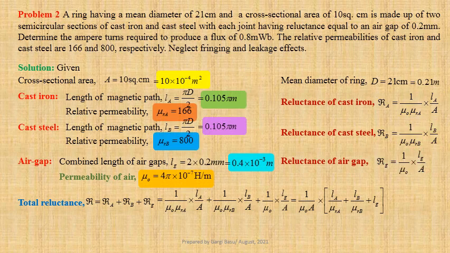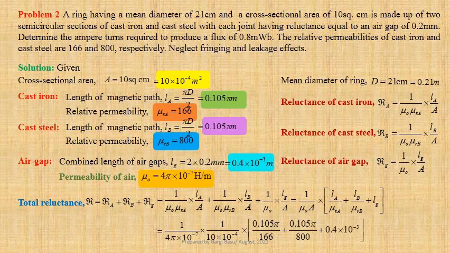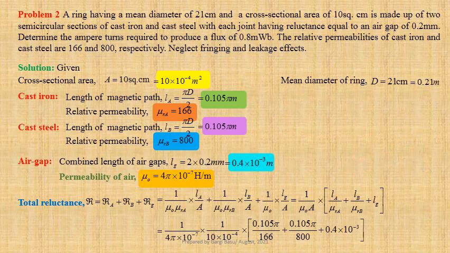Using values we get 1 upon 4 pi into 10 to the power minus 7 into 1 upon 10 into 10 to the power minus 4 into 0.105 times pi divided by 166 plus 0.105 times pi divided by 800 plus 0.4 into 10 to the power minus 3. That gives us 2.2278 into 10 to the power 6 ampere turns per Weber.